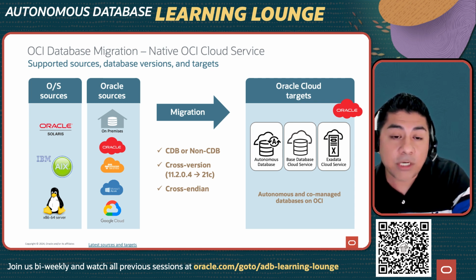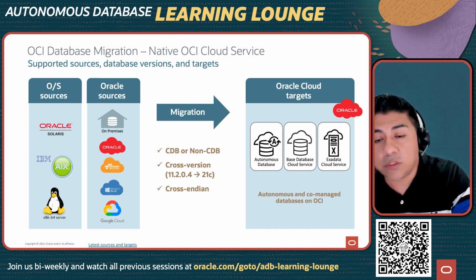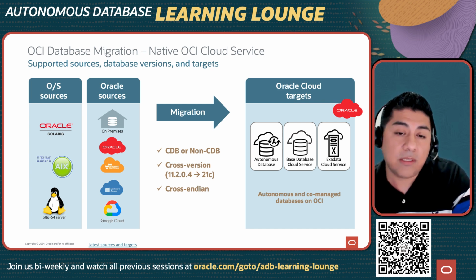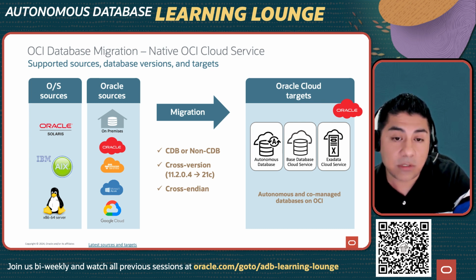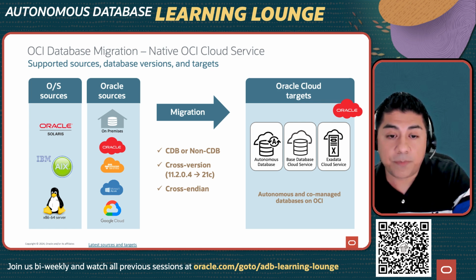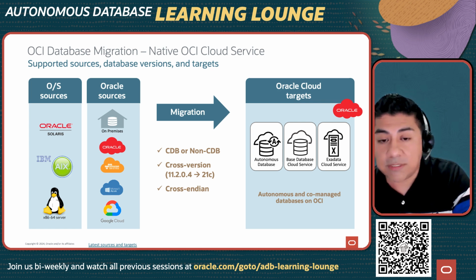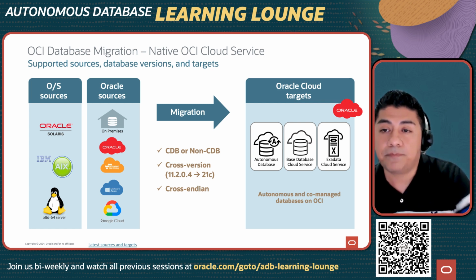The minimum version that we support is 11.2.0.4, and we can migrate all the way through 21c. We are in the process of validating 23ai, which is why it is not listed here. But you can also migrate cross-version, and cross-endian is not a problem because this is a logical migration.